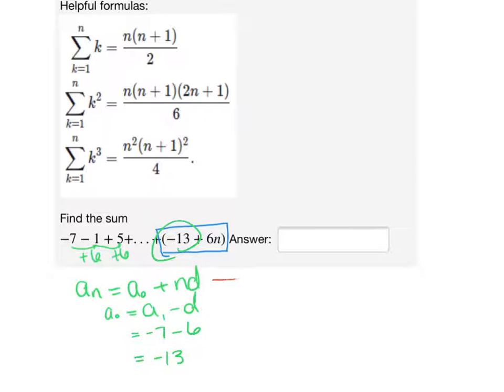Going back up to here, if I put everything back in the right place, a sub n is equal to negative 13 plus my n is whatever it is, but my d is 6, so 6n. So as you can see, even if I didn't know that this is my explicit, I could have come up with the same thing. So with that said, I'm going to stop and ask, what kind of questions do you have for me?